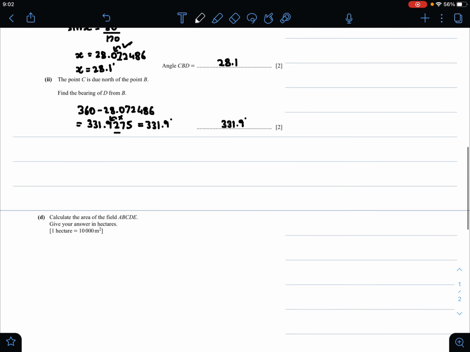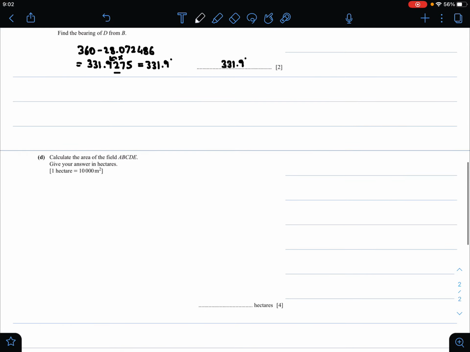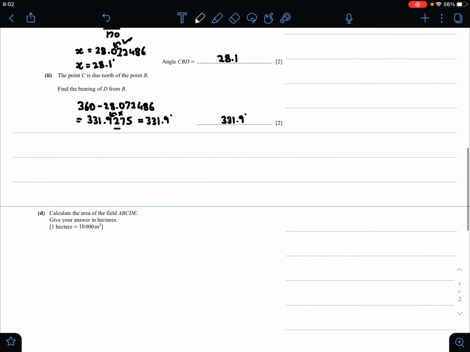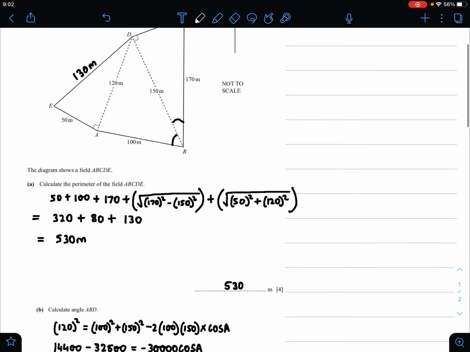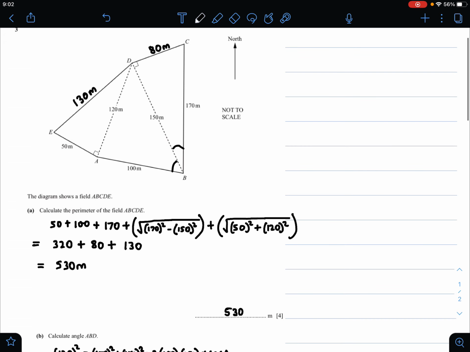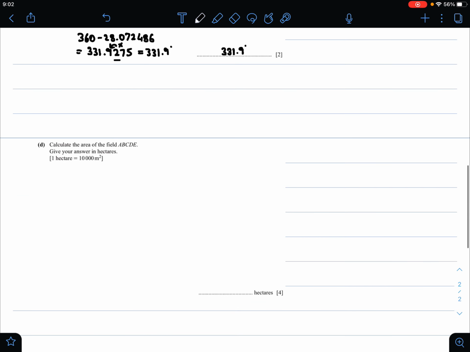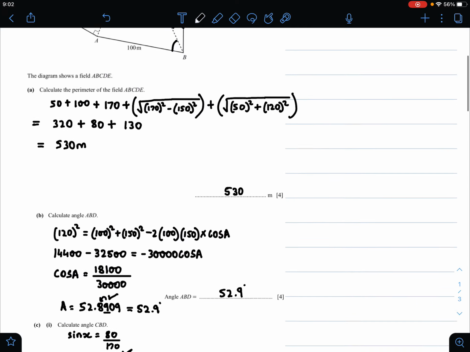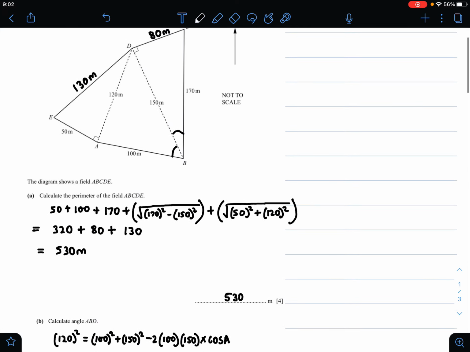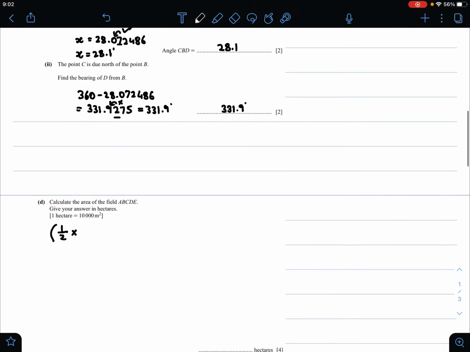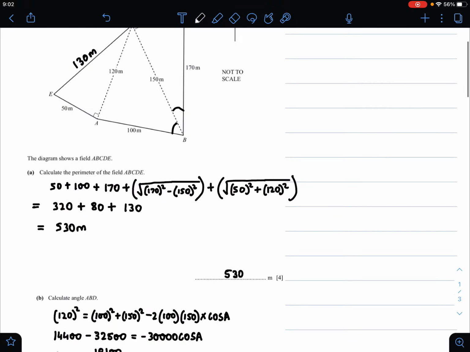Now let's move to part D of this question, where they are asking you to calculate the area of the field ABCDE. Now there are three triangles, so we can simply calculate the area of each triangle. Two of them will be easy because there are two right angle triangles, so let's calculate them first. So half multiplied by the base multiplied by the height. So the base of the leftmost triangle, that is AED, is 50 and the height is 120. So half multiplied by 50 multiplied by 120 plus, now let's calculate the second right angle triangle.